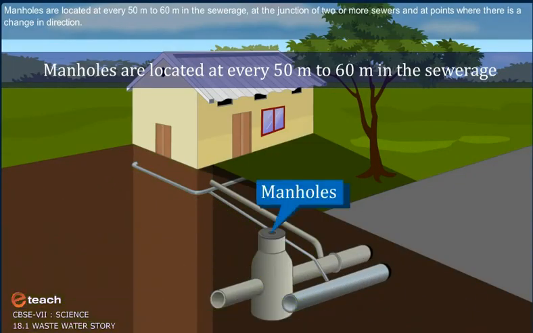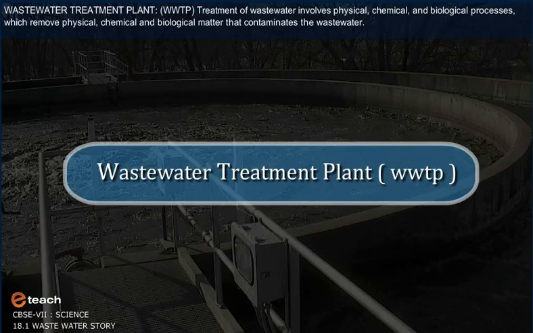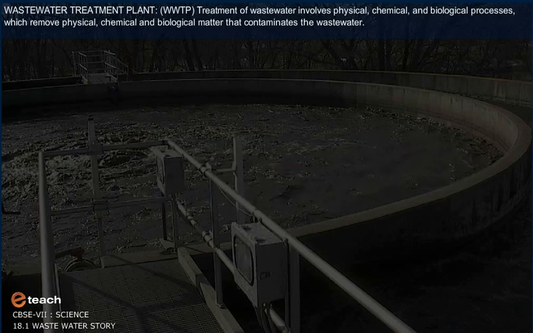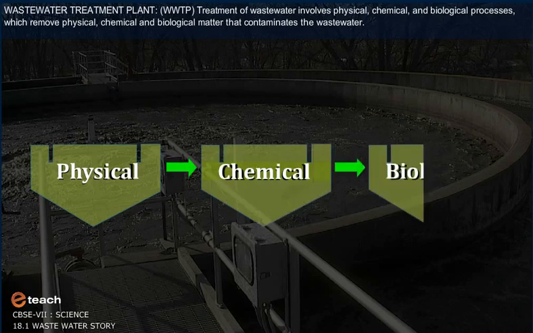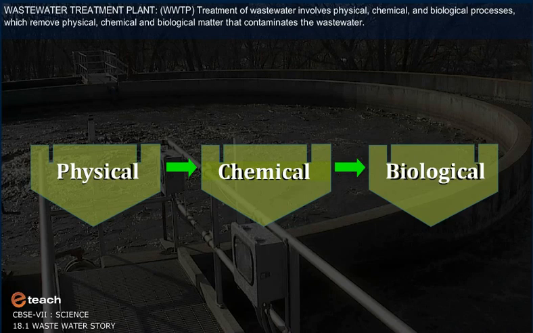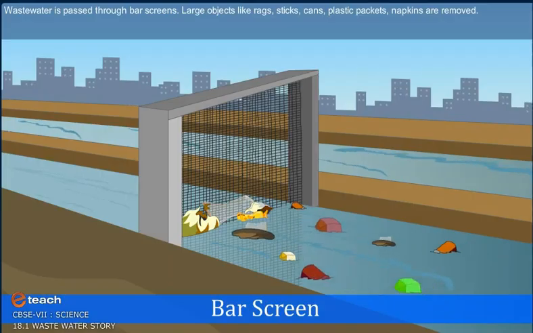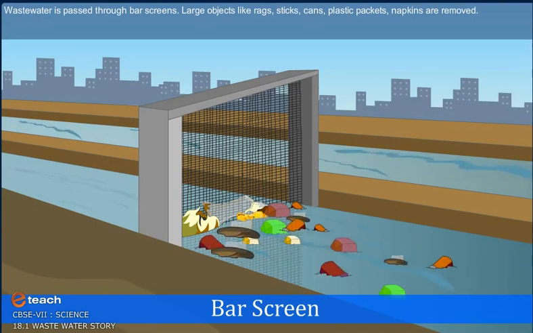Manholes are located at every 50 meter to 60 meter in the sewerage, at the junction of two or more sewers, and at points where there is a change in direction. Wastewater Treatment Plant WWTP. Treatment of wastewater involves physical, chemical, and biological processes which remove physical, chemical, and biological matter that contaminates the wastewater. Wastewater is passed through bar screens.